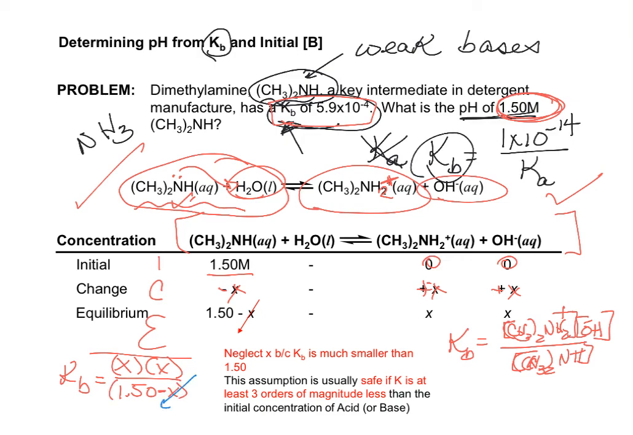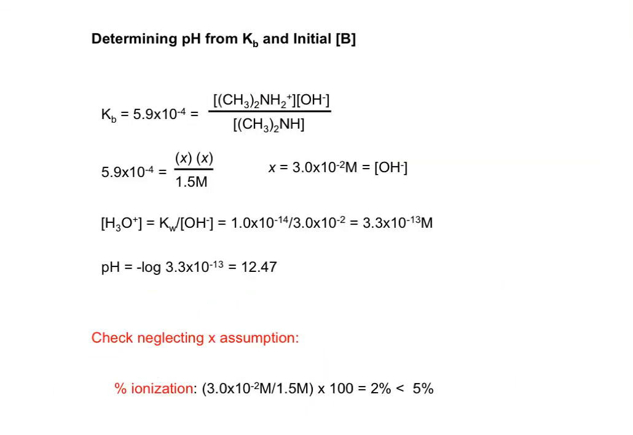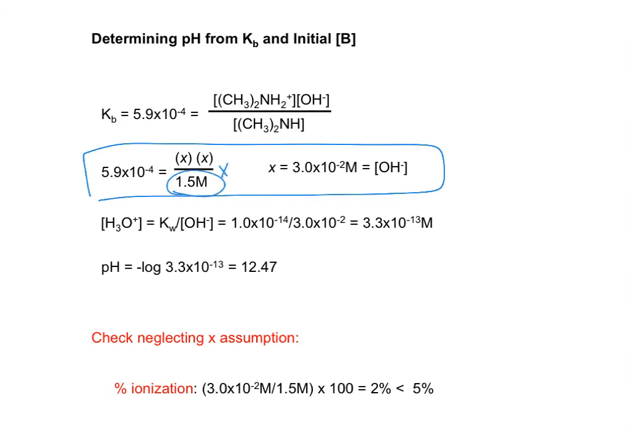And I'm going to neglect X because the Kb value is small. Certainly very small compared to 1.5. Something on the order of 10 to the minus 4. Several orders of magnitude smaller than 1.5. So that's pretty safe to do. All right, working through the math. To simplify this, you always want to multiply both sides by the denominator first, right? And then take the square root of both sides.